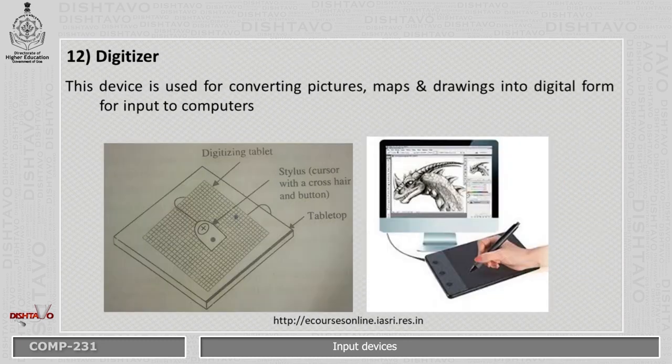Next is the digitizer. This device is used for converting pictures, maps and drawings into digital form for input to the computer, as shown in this diagram. So the digitizer is also a type of input device.